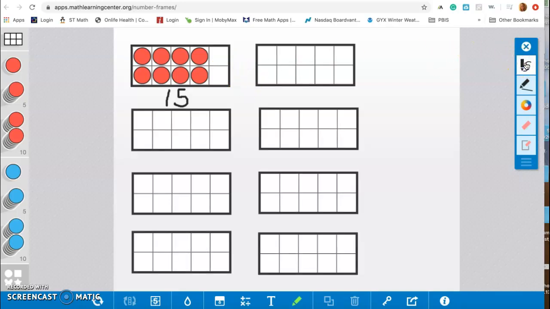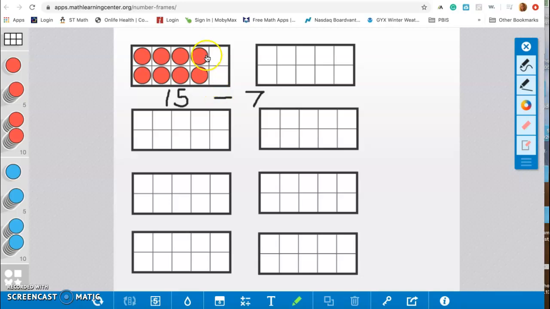So I'm going to write that down. I ate 7 strawberries. So I started with 15 strawberries. There's my 15 I started with. And I ate 7 of them. So I took them away. So now we need to see how many strawberries are left.